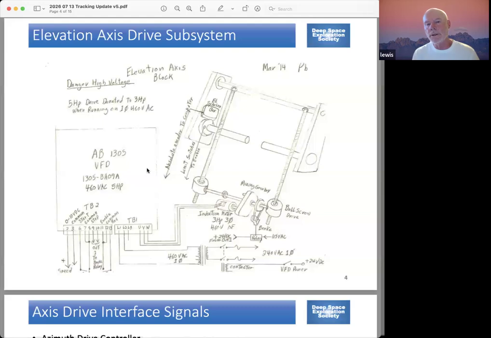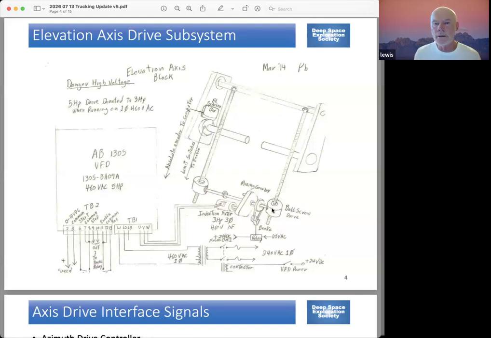And then the gear train is a bit different too. It goes into this mixing gear, which drives this horizontal shaft. And that shaft drives 2 ball screw drives. And what those do is convert that rotary motion into linear motion. And the other end of the ball screw drive is attached basically on a lever arm for the elevation axis.